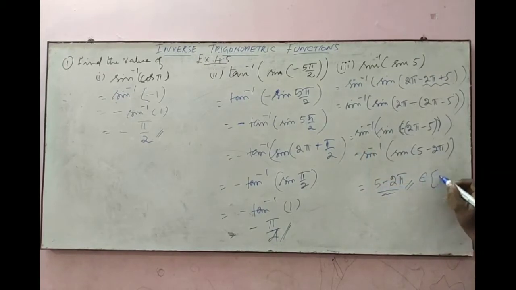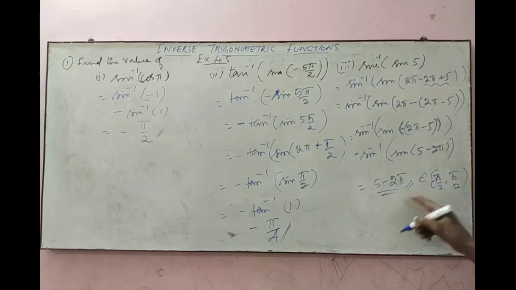which belongs to minus pi by 2 to plus pi by 2. This value exists between minus pi by 2 and plus pi by 2.